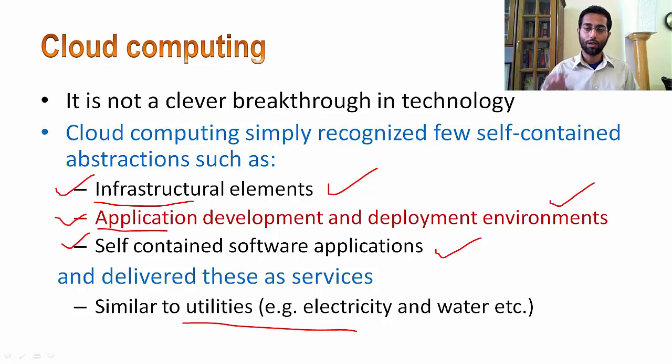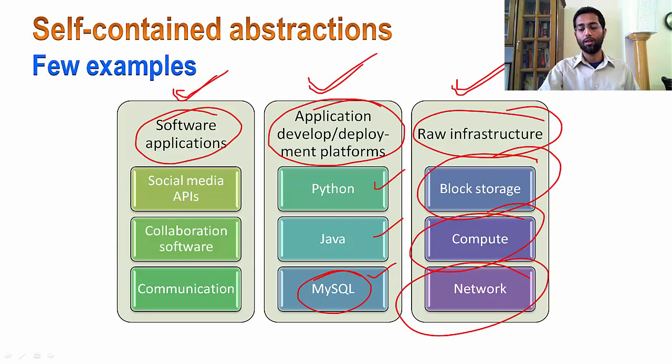So cloud is not necessarily a clever technology breakthrough. It's just a model to deliver computing abstractions as services. And these abstractions I have highlighted here could be called the infrastructure, application platforms, and the software applications themselves.